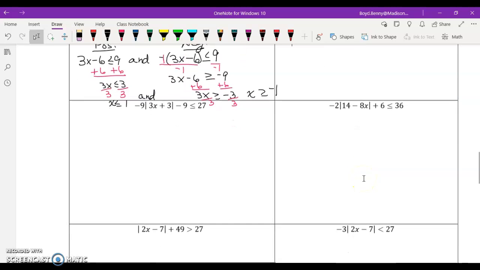Let's go ahead and jump down, and I want you guys to try this next one and then see how you do. Pause the video, try this one, and I'm going to work it out for you.